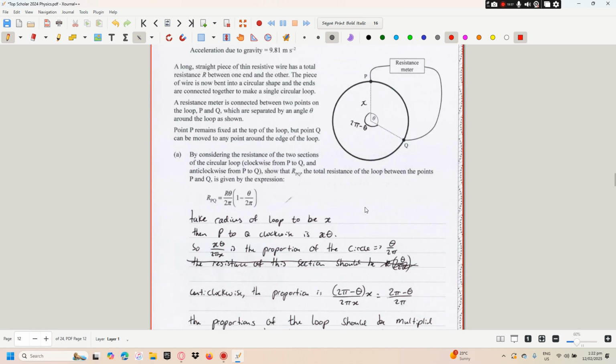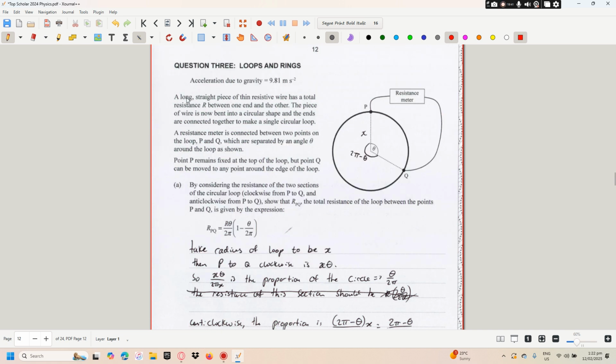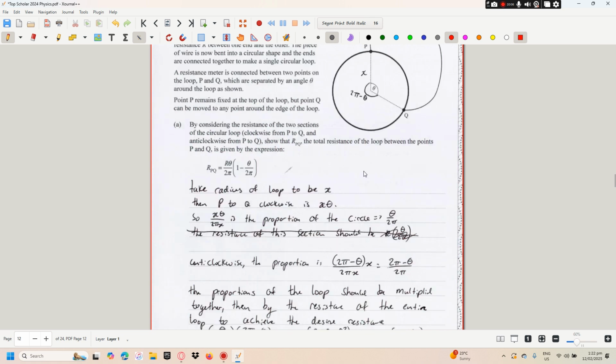This is the question I got wrong, I think. So there's this wire with resistivity R. The piece of wire is bent into a circle, and there's this theta angle between these 2 points connected by a resistance meter. The conceptual way of doing this to find the total resistance of the loop between the 2 points is to realize that it's a parallel circuit. I did not realize this.